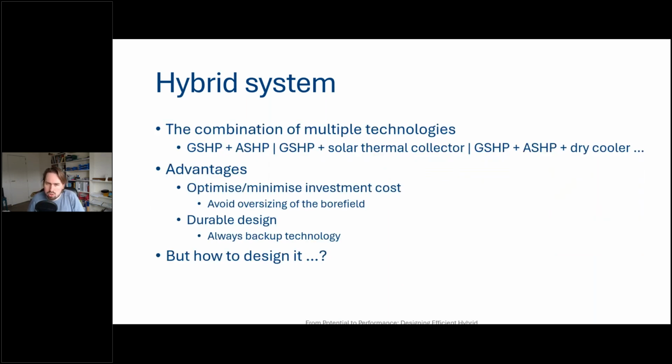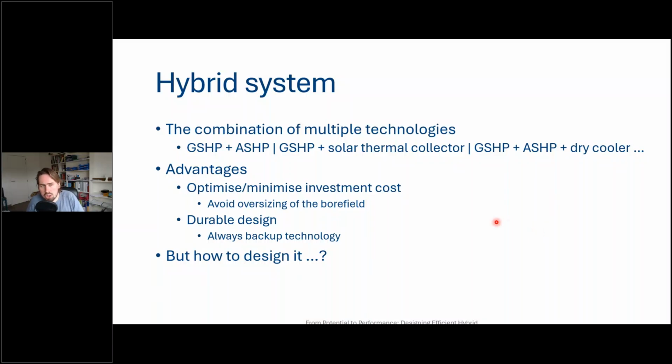So in the case of a geothermal hybrid system, always one of the technologies will be a ground source heat pump geothermal system. And the advantage of working with hybrid systems is basically twofold. Because we have multiple technologies, we can really optimize and minimize our investment costs. And because all technologies have different strengths, we can combine them and avoid oversizing the borefields, which is typically one of the most expensive components in our whole HVAC system.